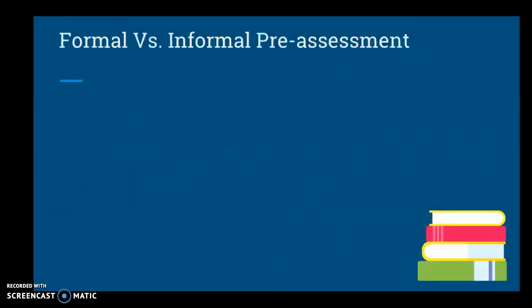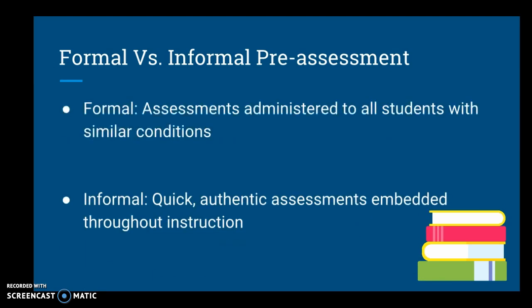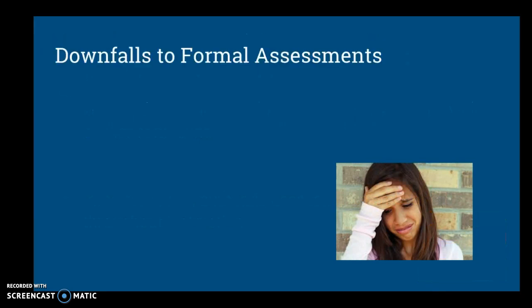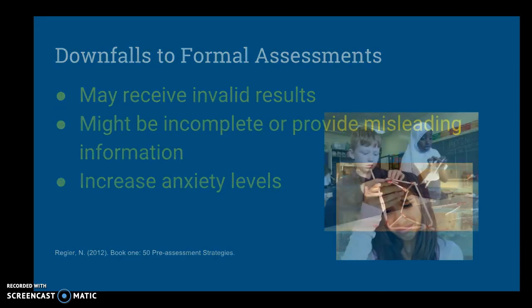There are two main types of pre-instructional assessments, formal and informal. Formal is administered to all students in similar conditions. Informal is a quick and easy way to assess student knowledge before or during instruction. Formal assessments have some downfalls. They can cause invalid or misleading results and can increase student anxiety.